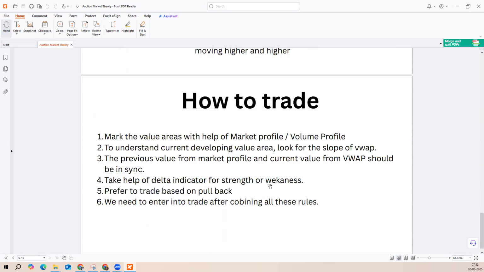So how to trade, guys? First, try to draw the levels with the help of market profile. Then to understand the current developing value area, try to understand the slope of the VWAP. Try to create a synergy between the previous value area and the slope of the VWAP, and then take the help of the delta indicator for strength and weakness. And always prefer to trade based on the pullback.